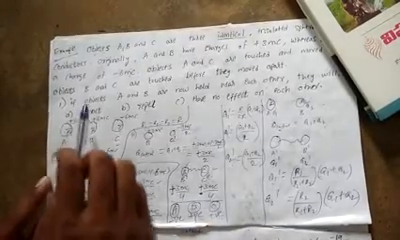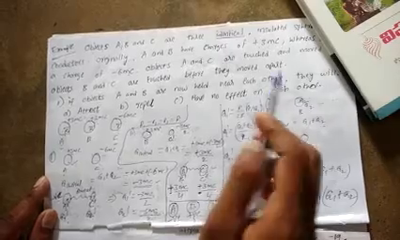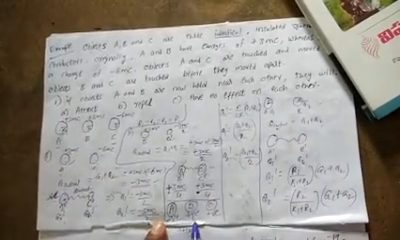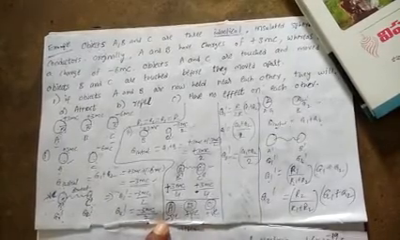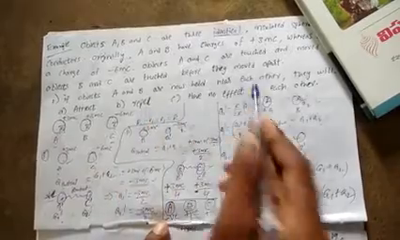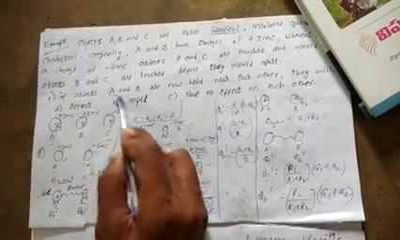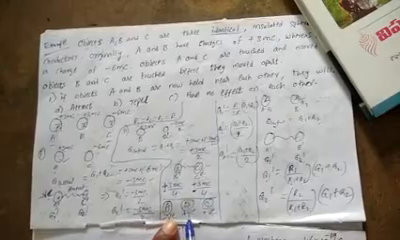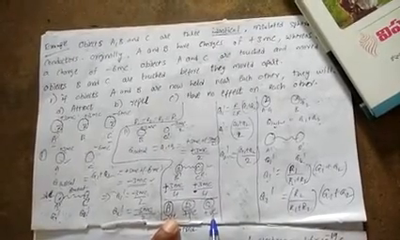They asked that if bodies A and B are now held near each other, this is negative, this is positive, then what happens? Attraction. If A and C are taken near to each other, then what happens? Again, attraction. If B and C are kept near each other, then what happens? Repulsion will take place. Why? Because negative and negative, positive and positive, repel. Repulsion will take place. Got it?